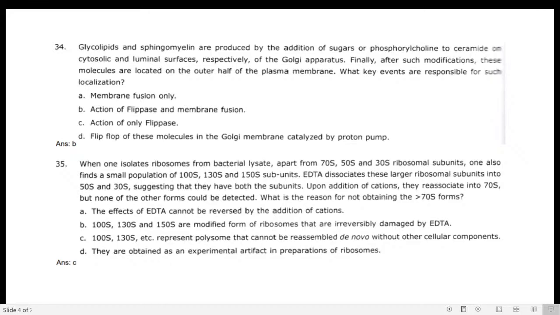What is the reason for not obtaining more above 70S? In this dissociation, why are they not getting more than 70S? The answer is C: the 100S, 130S and so on represent a polysome that cannot be reassembled de novo without cellular components. If it could reassemble de novo, you would get forms larger than 70S.